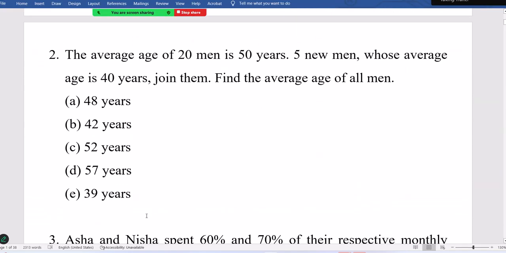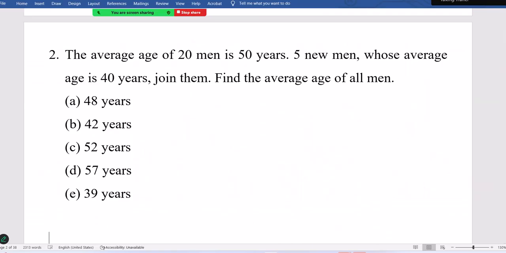Now here, the average of 20 men is 50. Now 5 new men are added. Their average age is 40. So what is the average age of the whole? This is the weighted averages concept. Or fine, average is the sum of the total divided by the number of people, which is 25. Why is average the sum divided by the number? The basic meaning is equal distribution. That is also discussed in the averages videos.